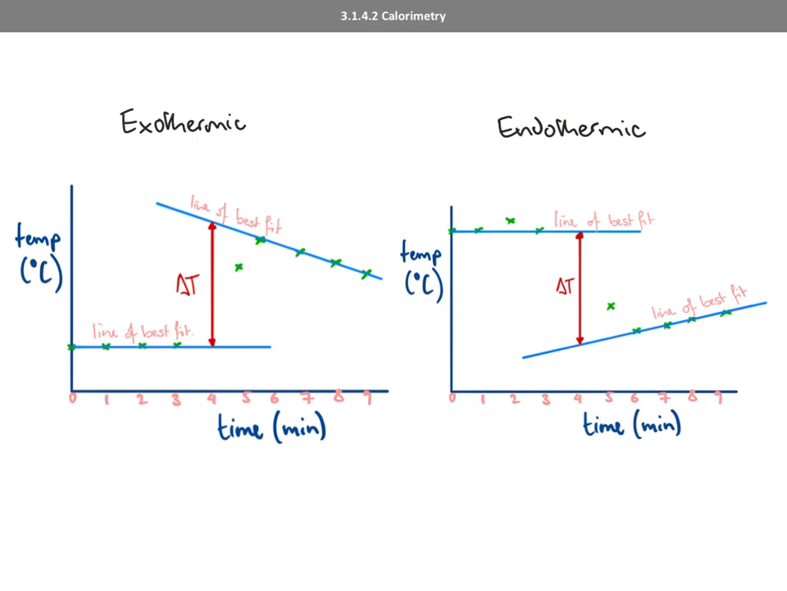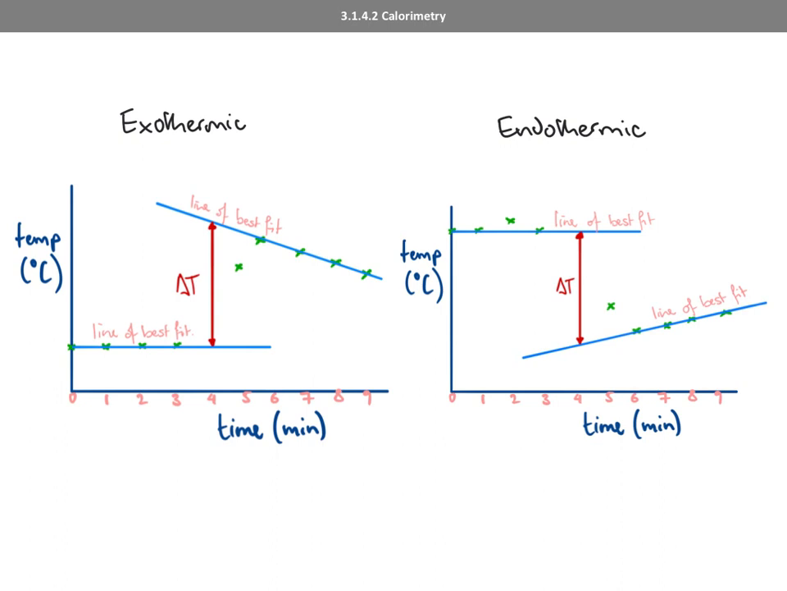Then we draw our lines of best fit, and we're looking at the data before the reaction took place and the data after the reaction took place separately. So we draw a line of best fit for our temperature of the solution at the beginning. That really probably should be a horizontal, straight, flat line like that. And then we look at the data after the reaction took place.